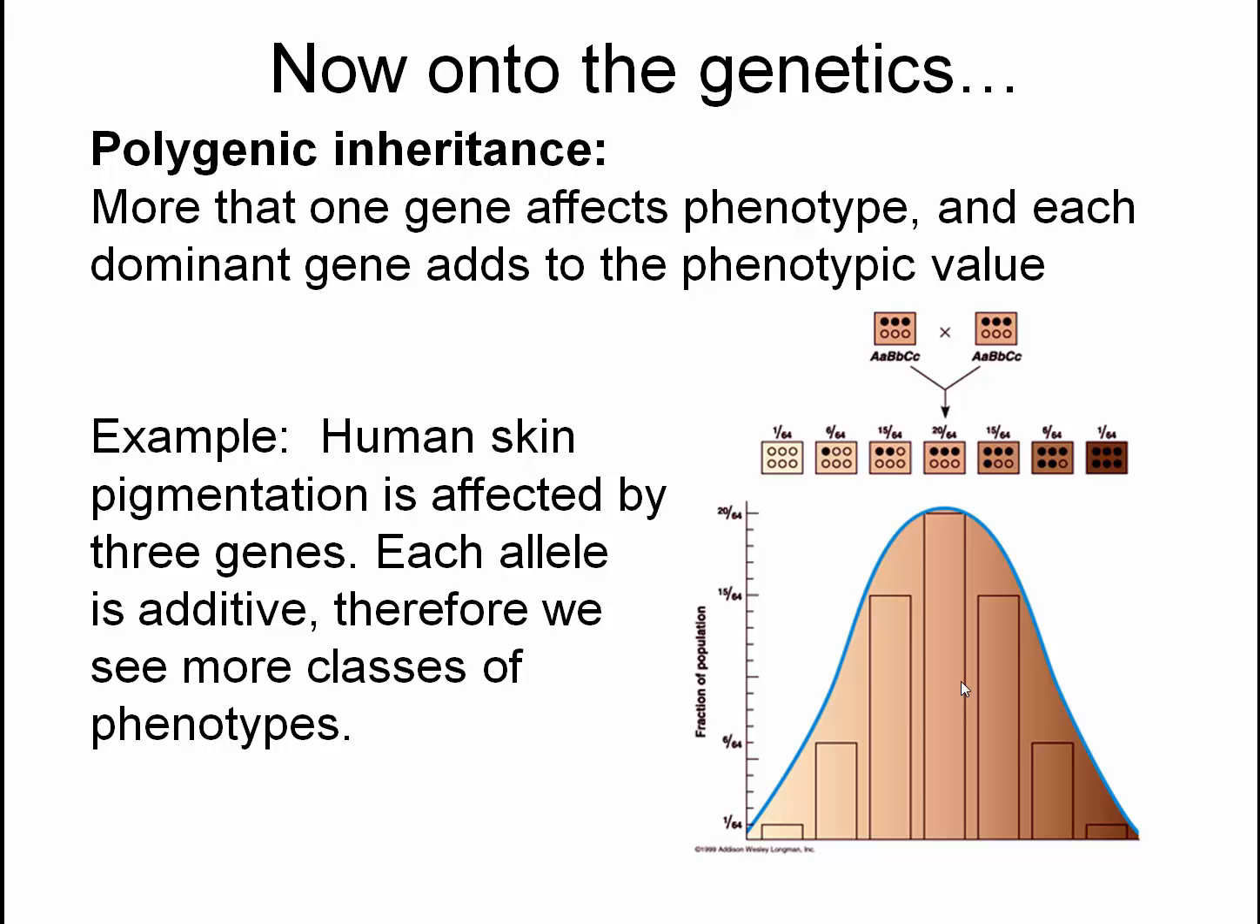So an example involves human skin pigmentation. That's affected by 3 genes, and each allele is additive. So we see more classes of phenotypes in this way, and you'll see that the shading here in this distribution represents what you would expect to observe with regards to quantitative traits, or skin pigmentation, in individuals drawn from the population.